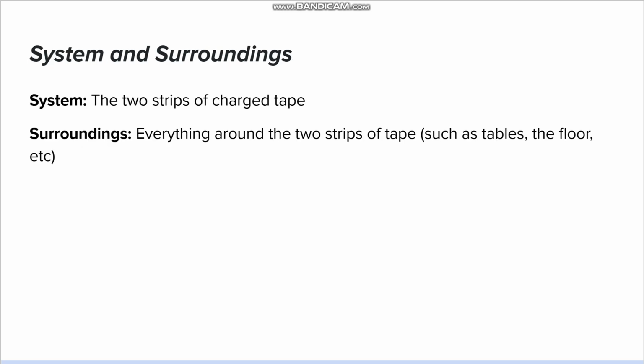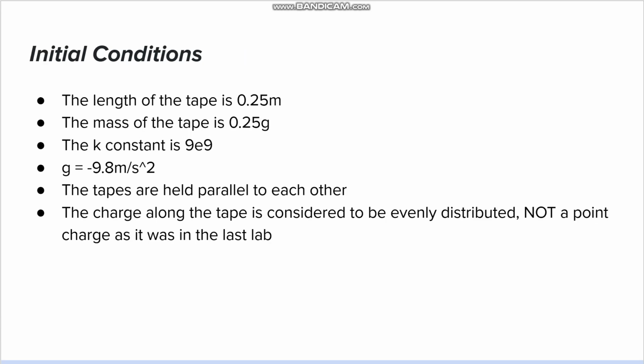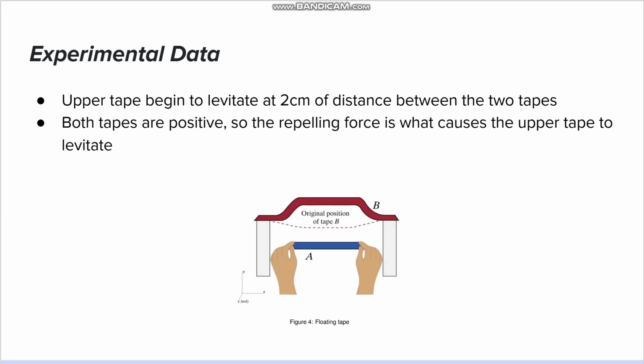The system in this lab was the 2 strips of charged tape, and the surroundings were everything around the 2 strips of tape, such as the tables, the floor, etc. The initial conditions of this lab can be seen as follows. Notably, the length is 0.25 meters, the mass of the tape is 0.25 grams, the K constant, the G constant, that the tapes are held parallel to each other, and that the charge along the tape is considered to be evenly distributed, not a point charge as it was in the last lab.